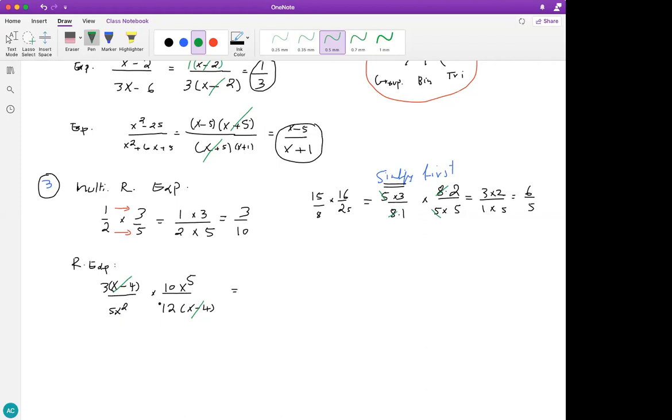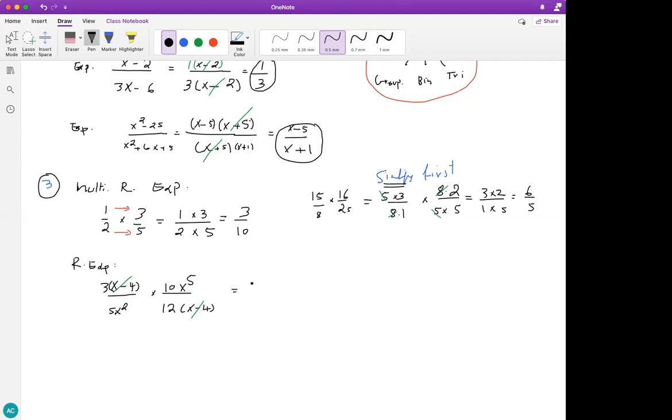We can also simplify 3 and 12 and 10 and 5. That's right. So you see that we have 3 and 12 here. We have 5 and 10 here. We can reduce those. And we also can reduce 10x to the 5th over 5x squared. Do we subtract the exponents? Yes, we're going to subtract the exponents. Okay, so let's try to do that one step at a time. So we canceled x minus 4 and x minus 4. Let's write what's left and then simplify it more.